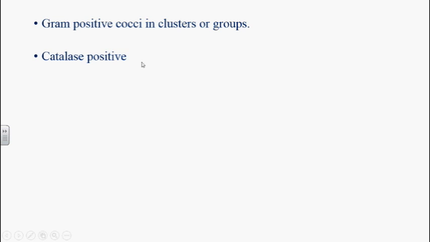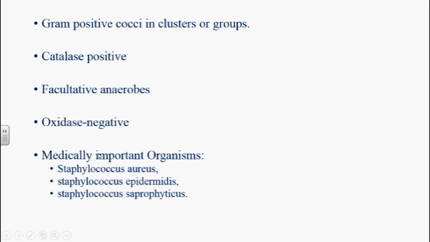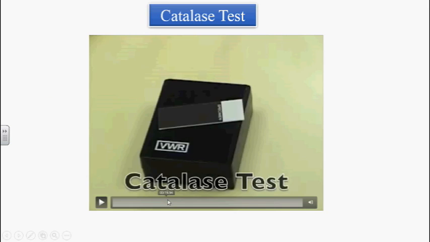They are catalase positive. They can produce catalase enzyme, so they can break hydrogen peroxide into water and oxygen. They are facultative anaerobes. They like oxygen, but without oxygen they can also survive by fermentation. They are oxidase negative. They can't produce cytochrome C oxidase enzyme. The medically important organisms in the staphylococcal group are Staphylococcus aureus, Staphylococcus epidermidis, and Staphylococcus saprophyticus.